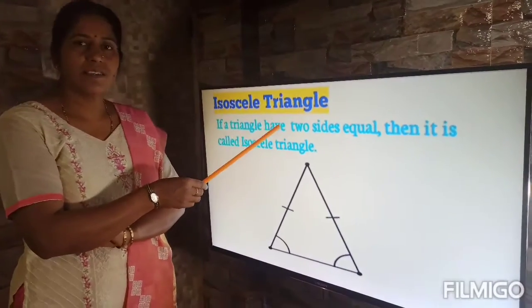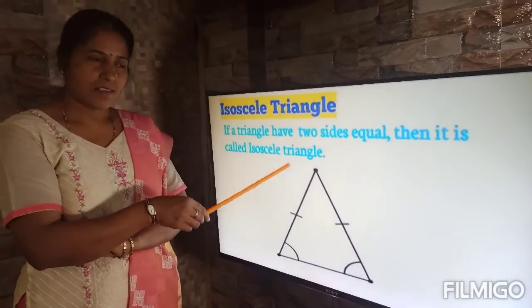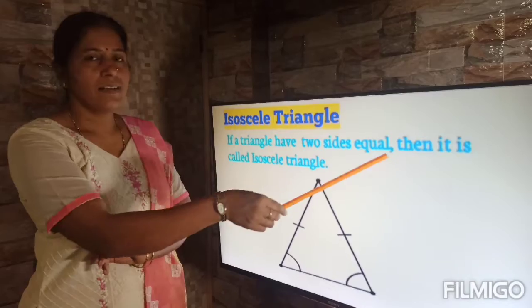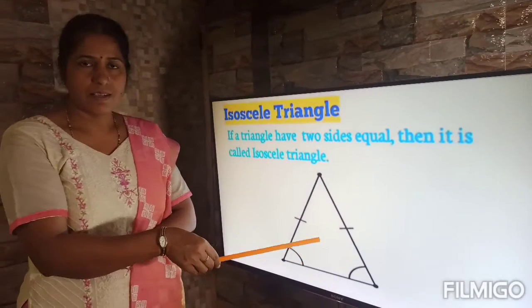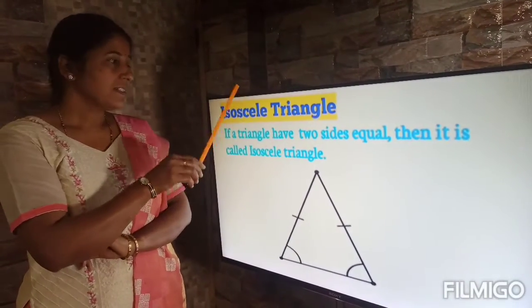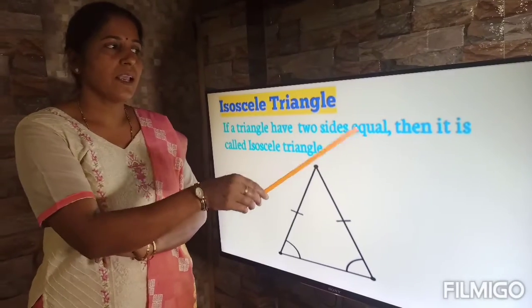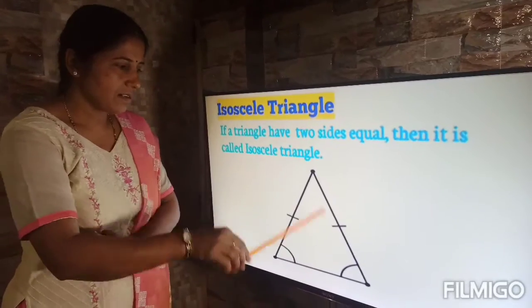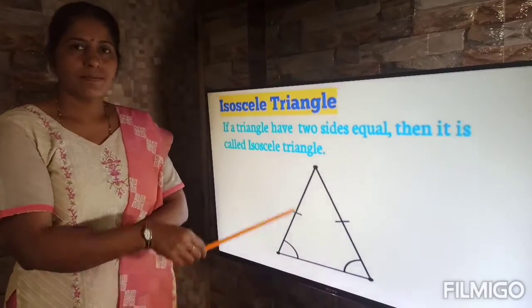Second one is isosceles triangle. In an isosceles triangle, 2 sides are equal. If a triangle has 2 sides equal, then it is called an isosceles triangle. These are the 2 equal sides.